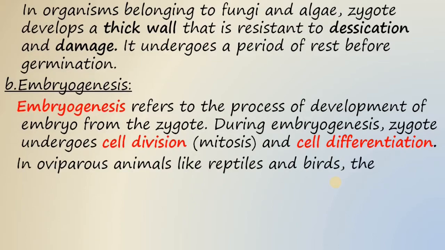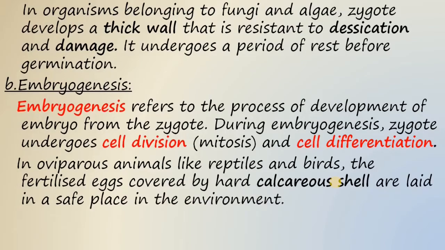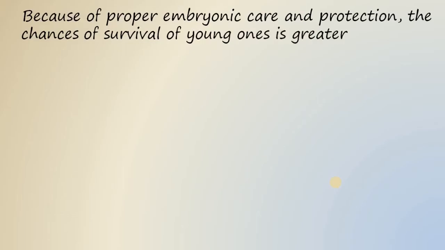In oviparous animals like reptiles and birds, the fertilized eggs covered by a hard calcareous shell are laid in a safe place in the environment. So we know what oviparous and viviparous are, right? Oviparous animals are like reptiles and birds, as shown here. They lay eggs and their offspring grow externally. But in viviparous animals, the offspring is grown internally and then given birth. If the egg is laid, it is covered by a calcareous shell, which protects it. Because of proper embryonic care and protection, the chances of survival of young ones are greater in viviparous organisms. In viviparous animals, the offspring is grown and nurtured inside the body of the parent, so that means it has lots of protection, right?